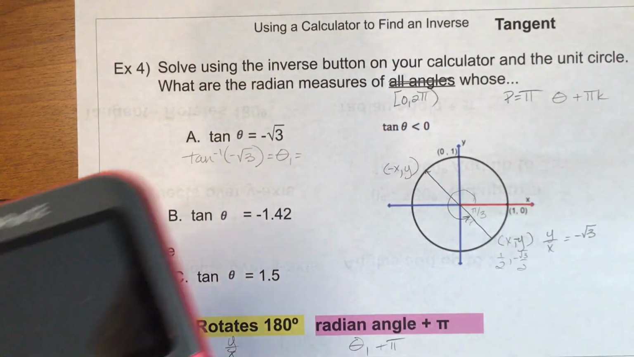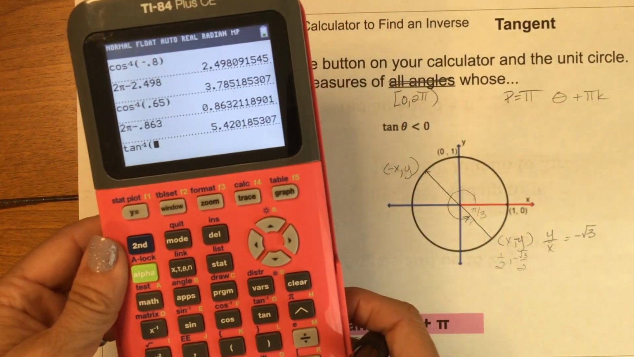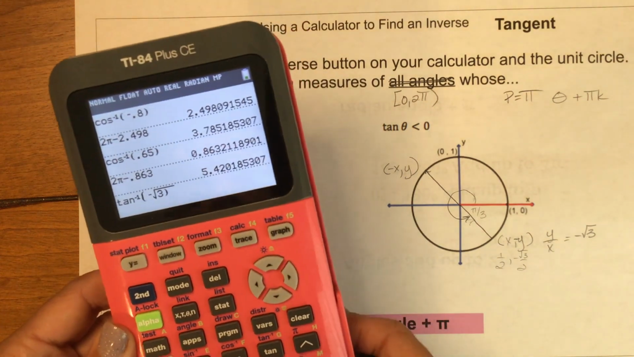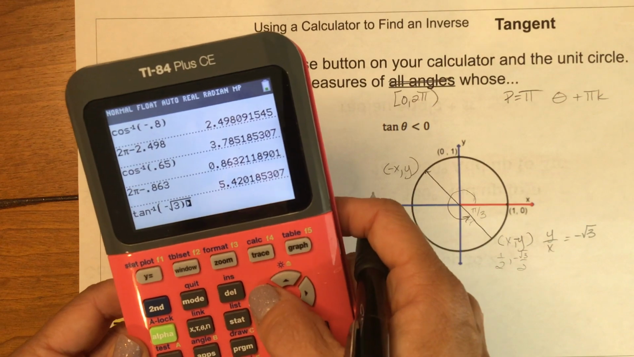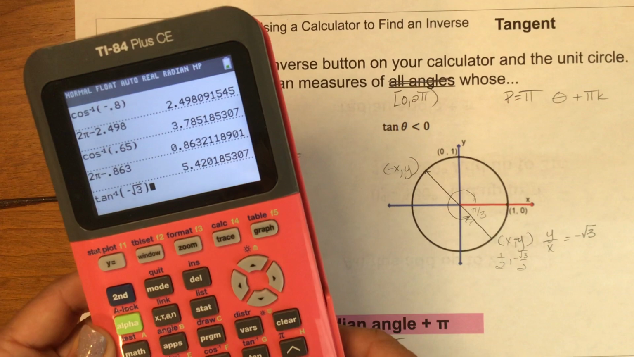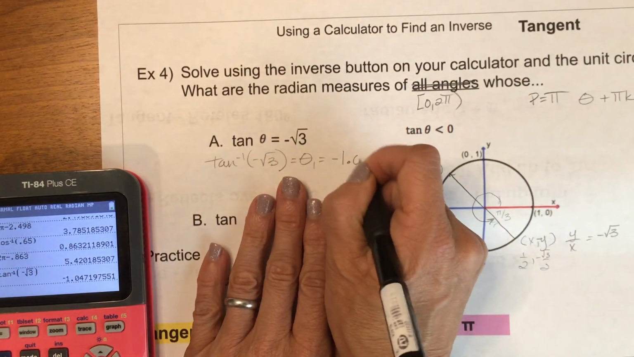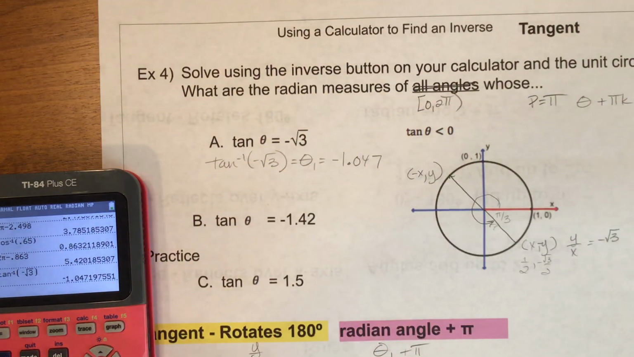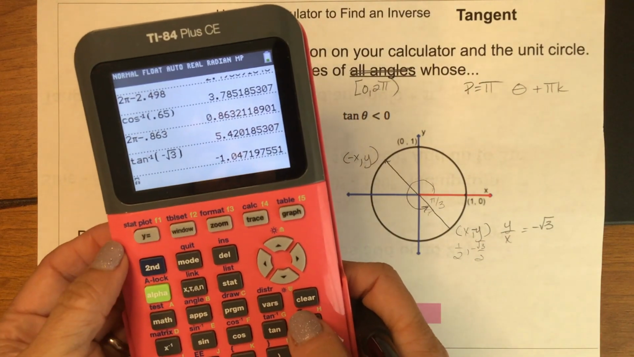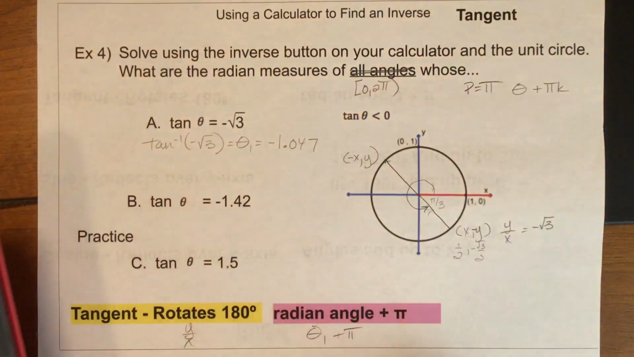So in that case, turning the calculator on, I'm going to use inverse tangent, negative root 3. Oops, I don't want that to be there. So come out here, put my close parentheses, and I get negative 1.047. Is that negative pi over 3? Let's just check. So we have pi divided by 3. Yep, if we added a negative, that is negative pi over 3.